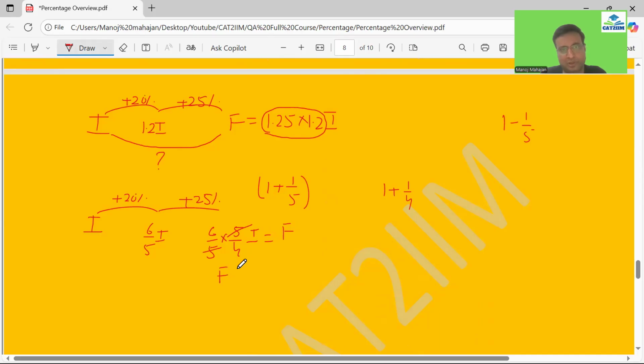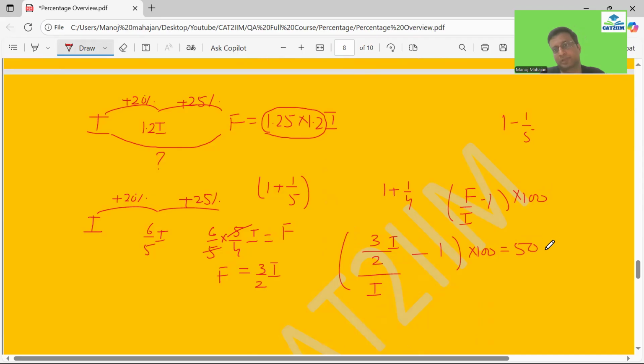So what is the final value I'm getting over here? 3 by 2 I. So you can look forward to use that concept of f upon I minus 1 into 100 to get the percentage change. So this is what I'm using over here. So I can straight away write the multiplying factor also because I would cancel out. So 3 by 2 minus 1 into 100 would give me 50%.